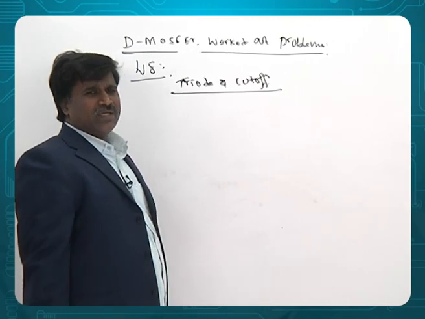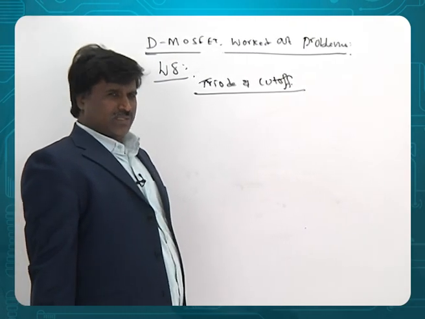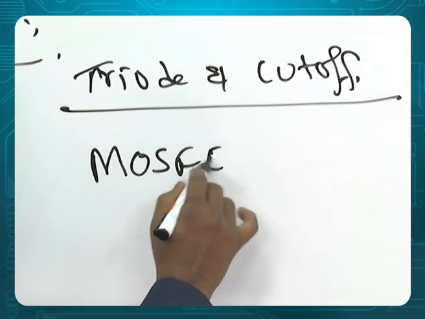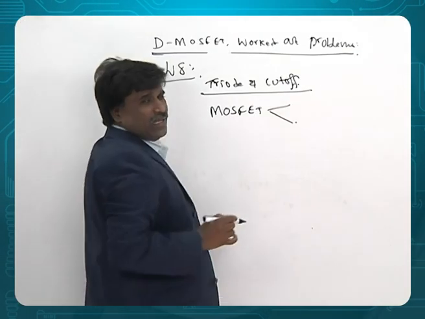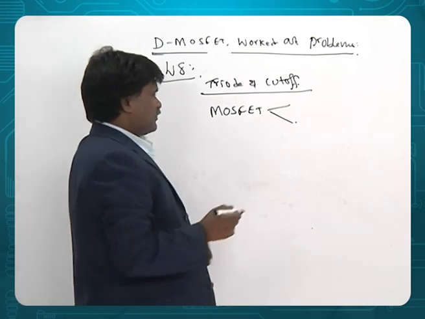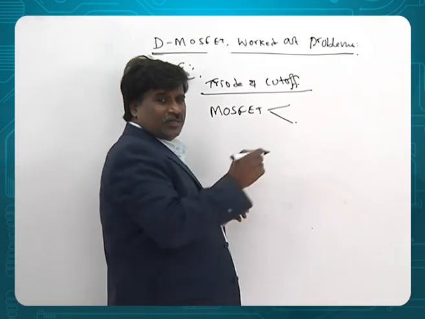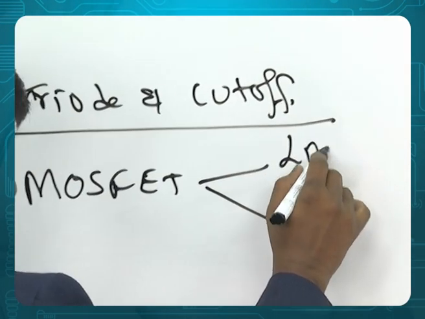What do you mean by triode? Look at the question that he is asking. He is asking for a MOSFET. He is saying MOSFET should act as linear resistor.